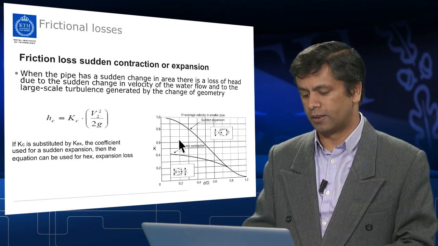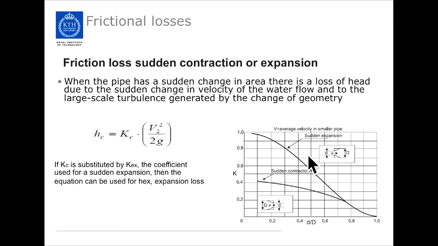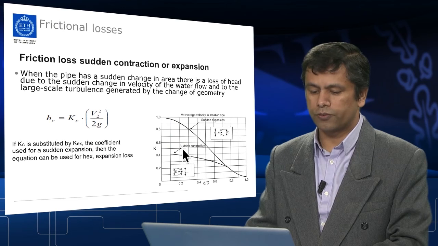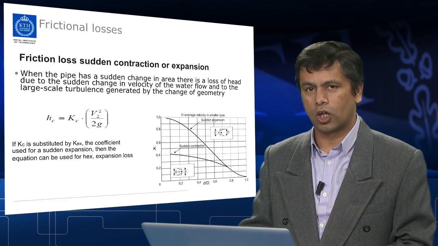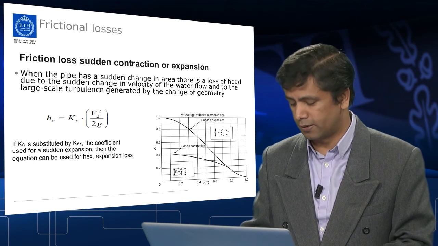And you have here the value of K, and this constant depends upon the ratio of D1 by D2, that is the diameter of the two different sections. And based upon the D1 by D2 ratio, you have different K values for certain contraction and for certain expansion, and you can choose the value of K and put this in the equation, and you can calculate how much head is lost during contraction or during expansion.